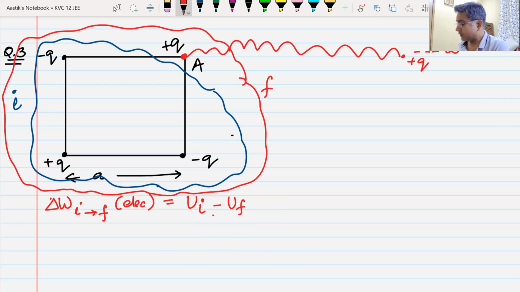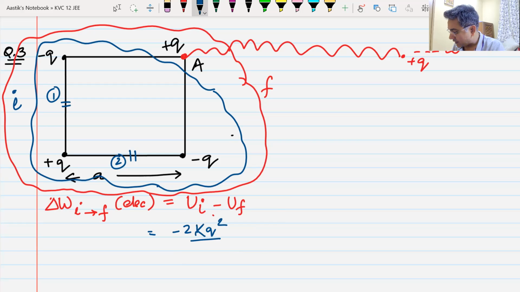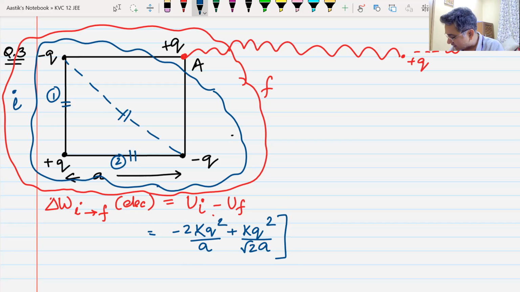So this is one way of doing it. What is the initial energy? The initial energy is the blue energy. I have two pairs of plus q minus q, so it is minus 2kq square by a, and I have one pair of minus q and minus q. So that becomes kq square by root 2a. This is my final energy. Do we understand this for the blue configuration?